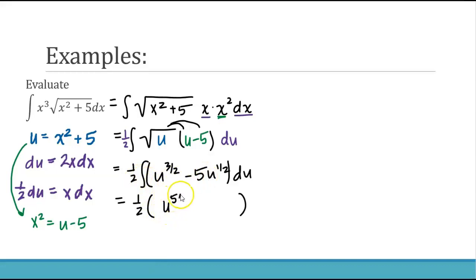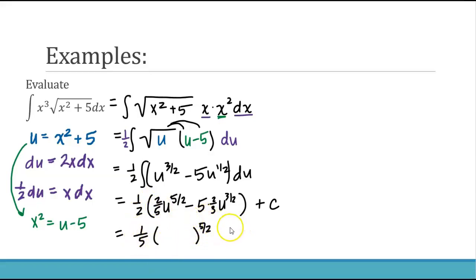So we have u to the 5/2 times 2/5 minus, here we'll leave the 5 in front, 5 u to the 3/2 times 2/3 plus c. And then we're going to just go ahead and multiply the 1/2 in and plug our u back in. So if we multiply the 1/2 times 2/5, we get 1/5 u to the 5/2.